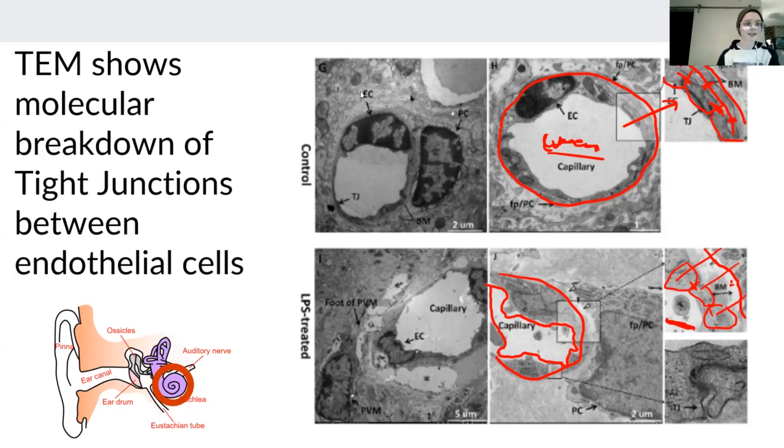And so that is just a quick overview of how that system works.